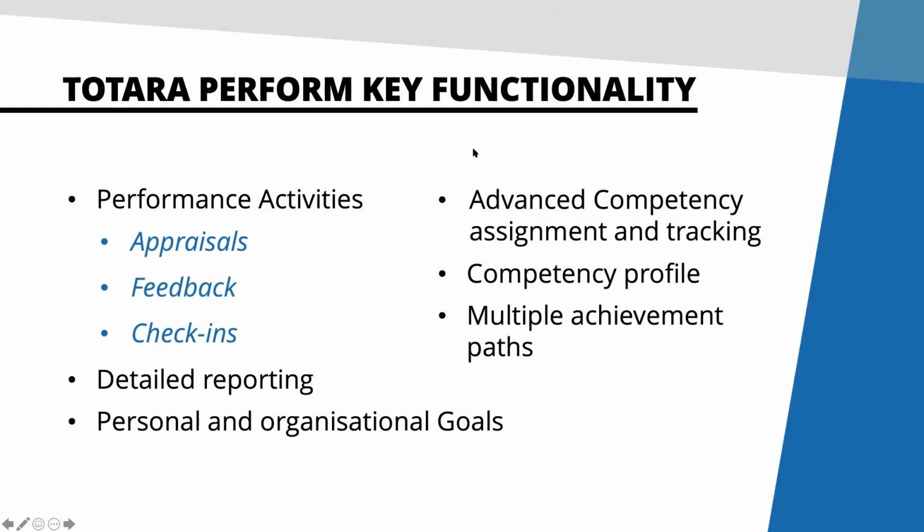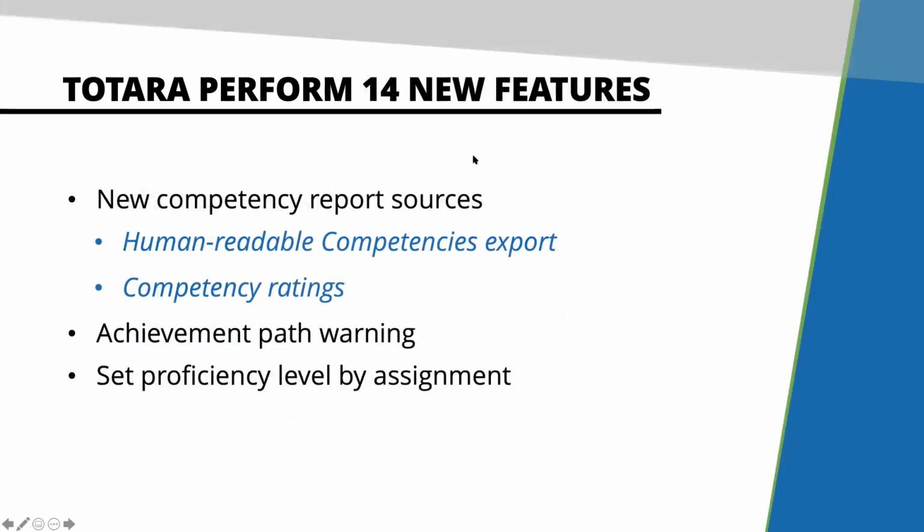Now, here we go. Across Totara 14, Perform got a lot of love. We added a number of really handy new report sources, those achievement paths, so how you would obtain a competency. It's now really clear if those paths aren't complete or completely set up, so you don't get people stranded in the middle of a completion scale. And you can also set the required level of achievement or proficiency based on the group that's been assigned to it.